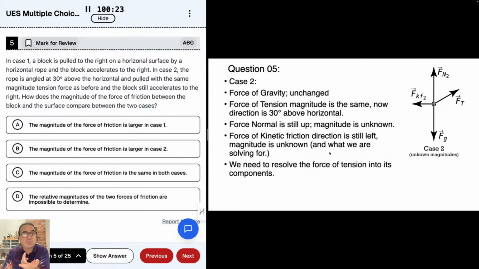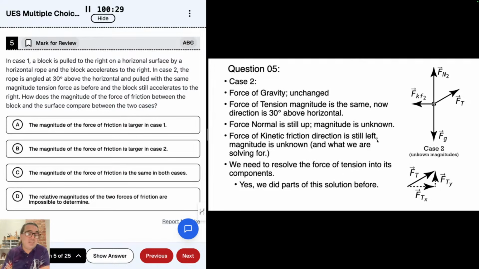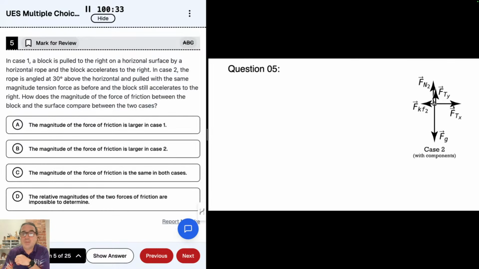We need to resolve the force of tension into its components. So notice we're doing this again, breaking this force of tension into its components. Again, we did parts of this solution before, so let's draw the free body diagram. We've got the force of tension in the y direction, force normal 2. We can redraw that free body diagram.